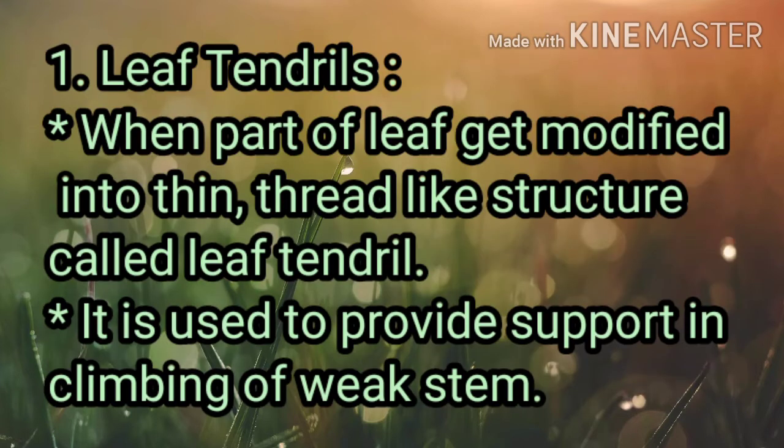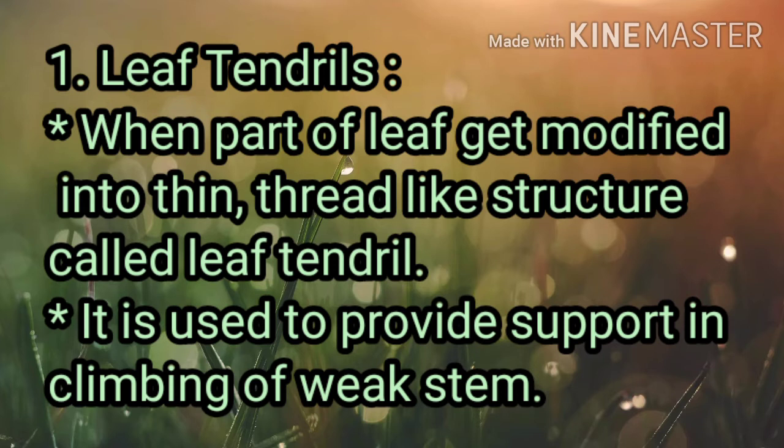Now we discuss the first modification, the leaf tendril. In wild pea, the entire leaf is modified into a tendril. In many weak stem plants, the whole leaf or part of the leaf gets modified into a thin thread-like structure, which is called a leaf tendril.